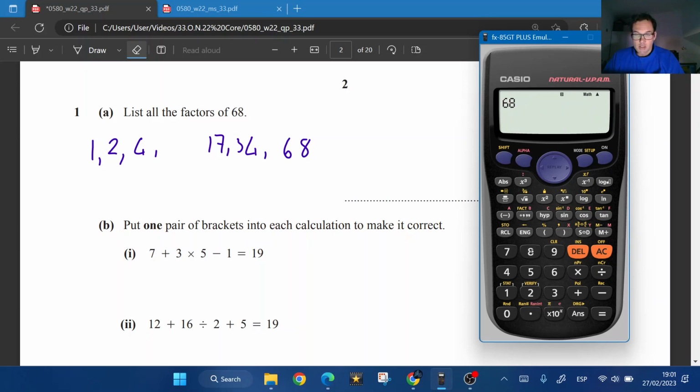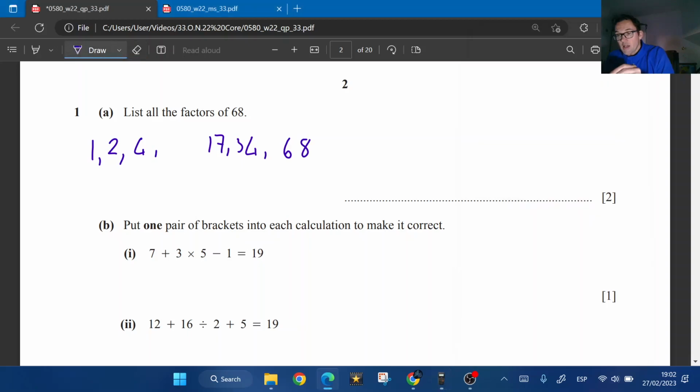13, what about 13? 68 divided by 13. Nope, doesn't work. 68 divided by 14, nope. 68 divided by 15, no, again, 15 is in the 5 times table so it ends in a 0 or a 5. 16, 68 divided by 16, nope. 68 divided by 17, yes, but we already have the 17. There it is, and that's it. When we get a number we already have, we know we've got them all. So it would be 1, 2, 4, 17, 34, and 68.